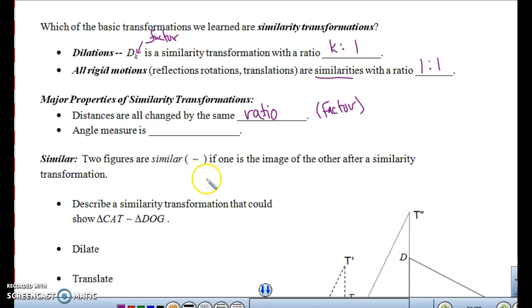But is angle measure changed? No, angle measure is preserved. You have the same shape, just a different size. So all the angles will still be congruent, no matter what, if you're doing a similarity transformation.